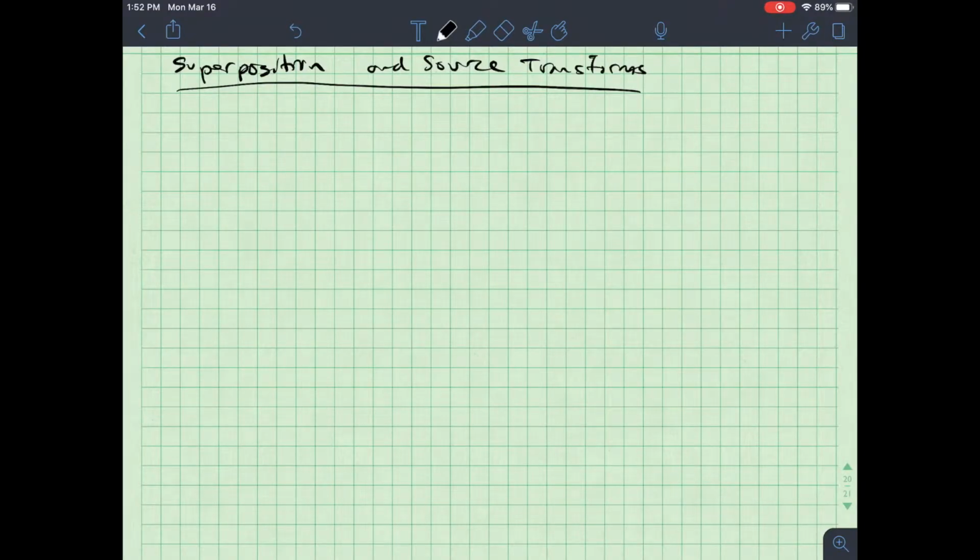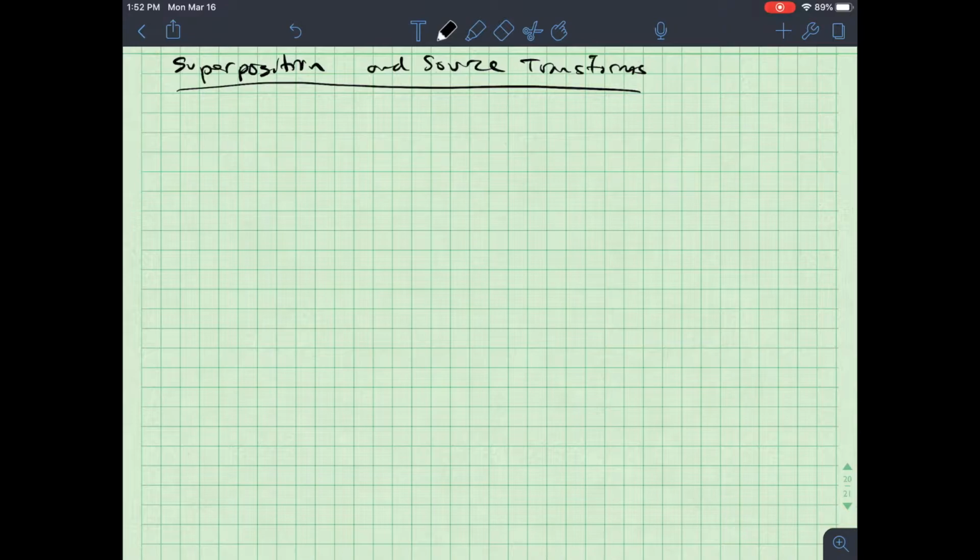Alrighty, in this video, we're talking about superposition and source transforms. Let's start with the source transform bit. If you remember DC, I had a relationship between a voltage source with series resistor and a current source with parallel resistor. We're doing the exact same thing in the phasor domain, except we have impedances instead of resistors.